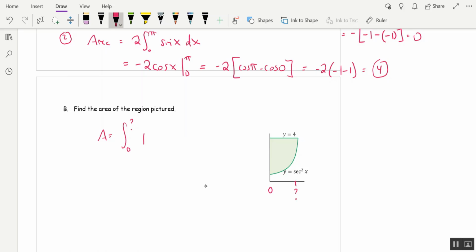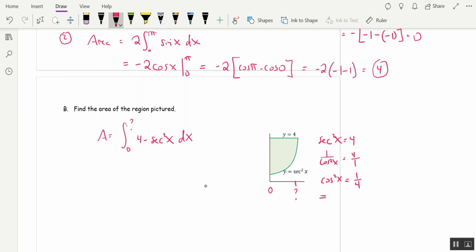Top curve is 4. Bottom curve is secant squared x, dx. So how do we find the question mark? Well, we set secant squared x equal to 4, and we solve. So secant is 1 over cosine, so let's just flip both sides of this equation. This is 1 over cosine squared x equals 4 over 1.